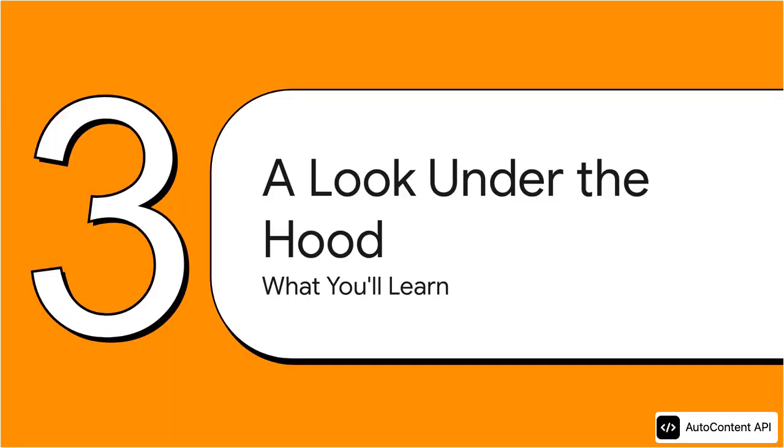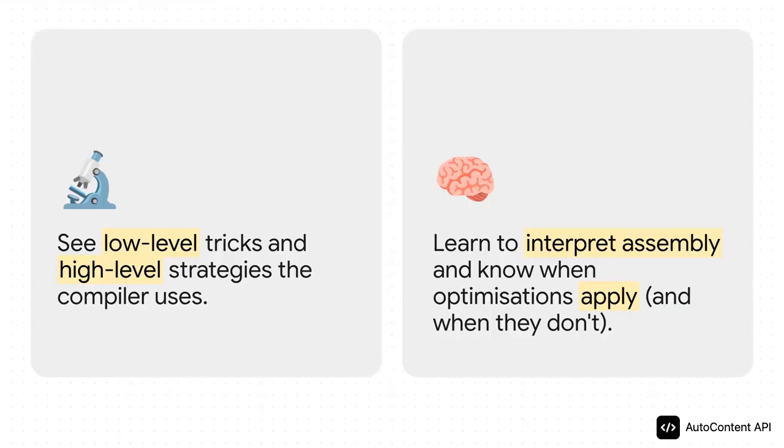Okay, so we know the format, we know the creator, but what are we actually going to be learning? What kind of optimizations are we going to see when we pop open that hood? And the series is promising some real depth. It's not just going to be a list of optimizations. We're going to see everything from tiny low-level tricks to big high-level strategies. But here's the most important part. The goal is to teach us how to actually see these things in the assembly code. We're going to learn how to spot not just what the compiler did, but when it does it, and just as importantly, when it can't.